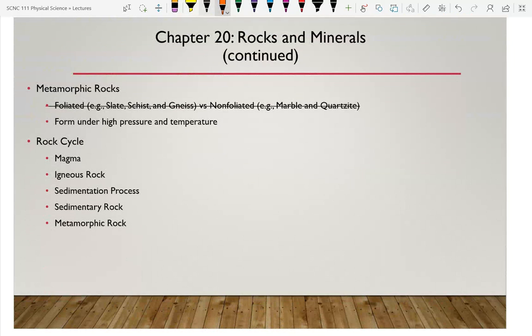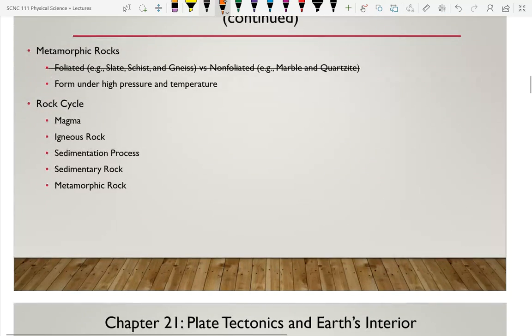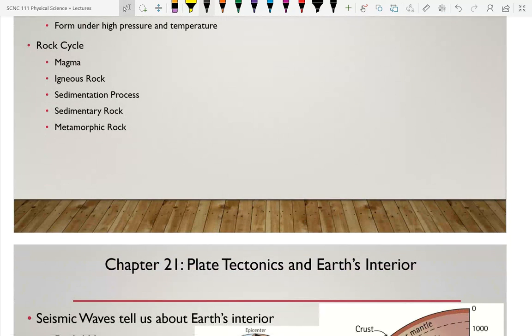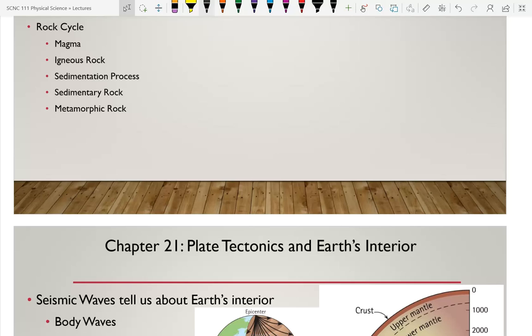Metamorphic rocks, we did not talk about the foliated rocks at all. So the other stuff we've already mentioned. The rock cycle, I've already gone through the pieces in the rock cycle. Remember, there was the circle with the different pieces in the picture.